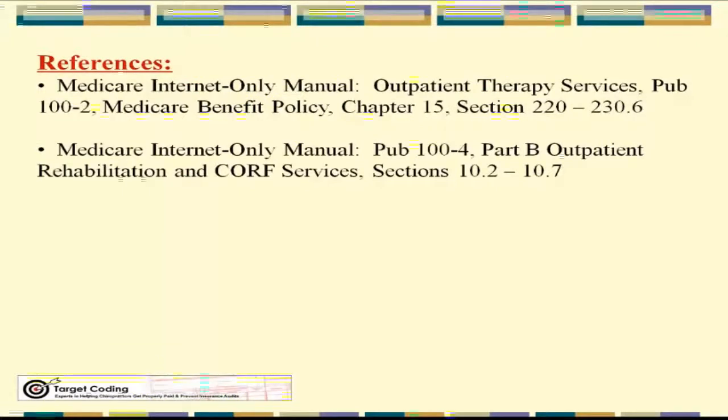It's the Medicare Internet-Only Manual, Outpatient Services, Publication 100-2. This is the Medicare Benefit Policy Manual, Chapter 15, Sections 220 to 230.6. You must check that out if you're going to be reporting these codes. The other one is Publication 100-4, Part B, Outpatient Rehab and CORF Services, Sections 10.2 to 10.7. Please check those out.